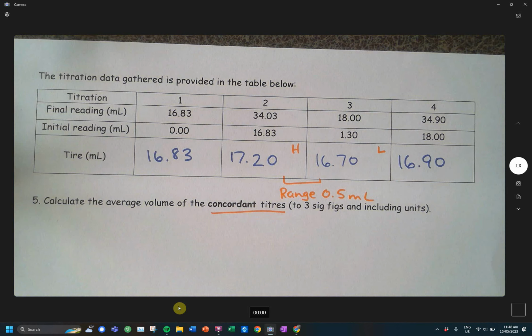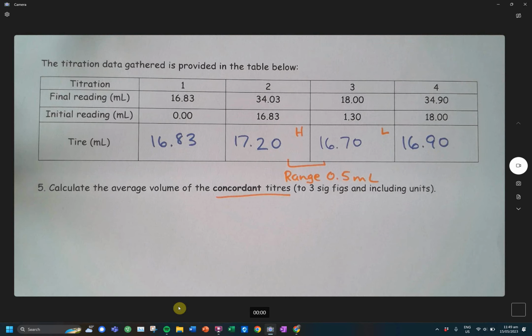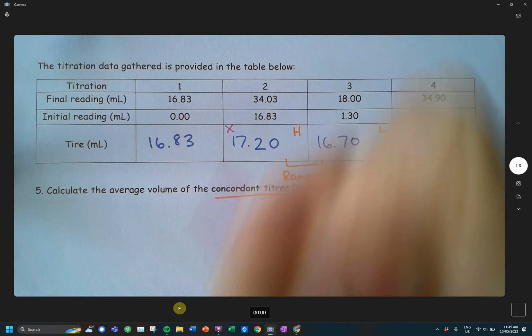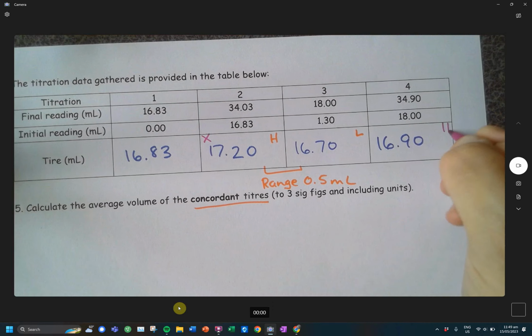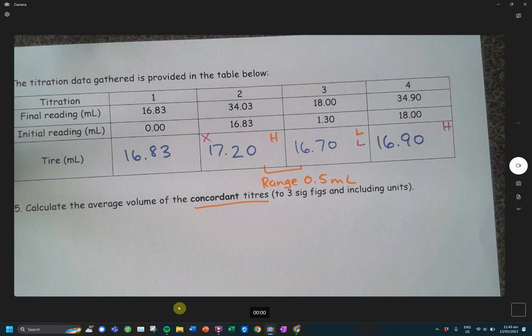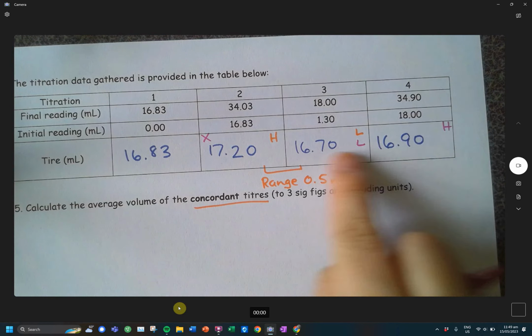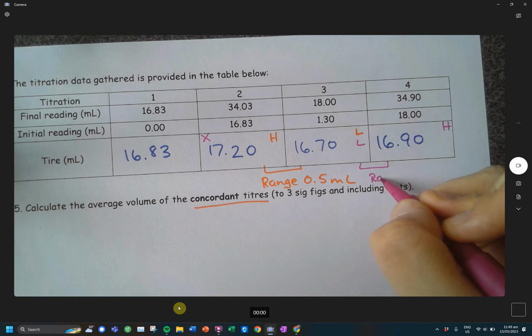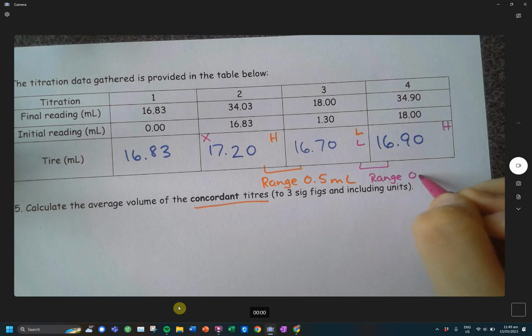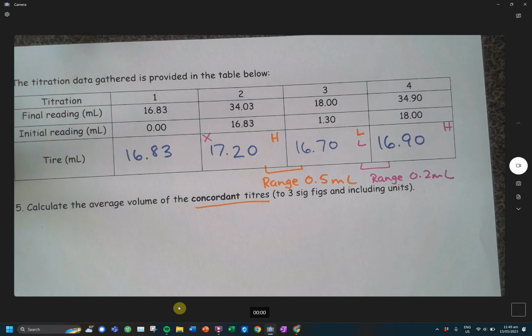So what you need to then do is you need to eliminate one of the data points, either the highest value or the lowest value. So let's test out what our new high and low points would be if I use different data points. So let's say I eliminated this one. My new highest point would be this one here. So this is my new high, and that one would stay my low value. So my range would be 0.2 milliliters. That one's more acceptable.